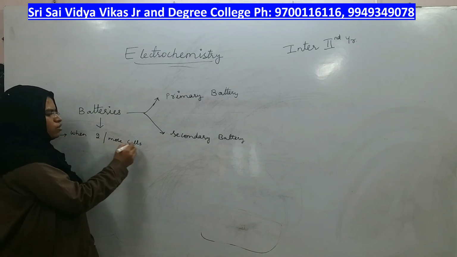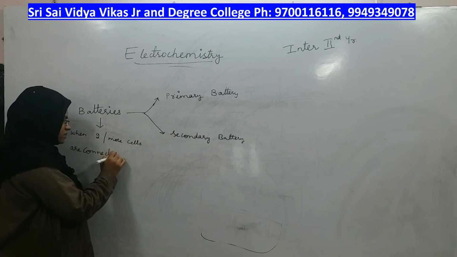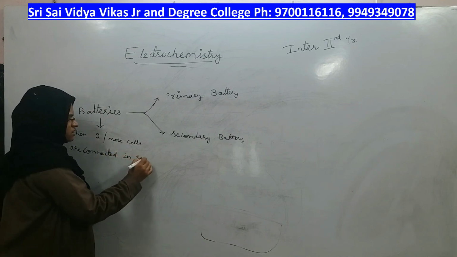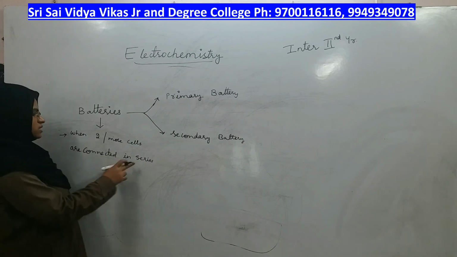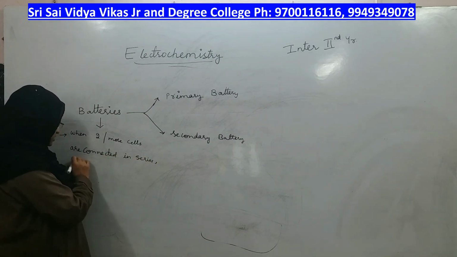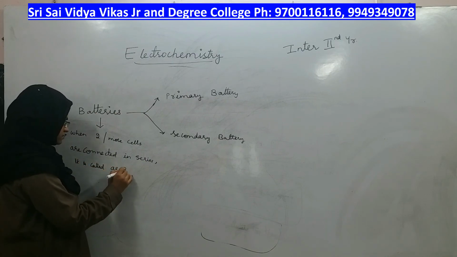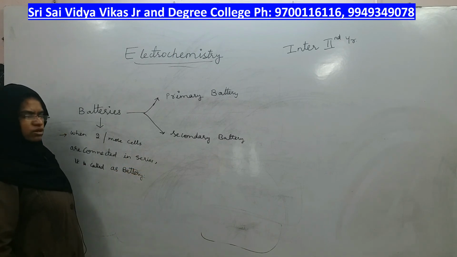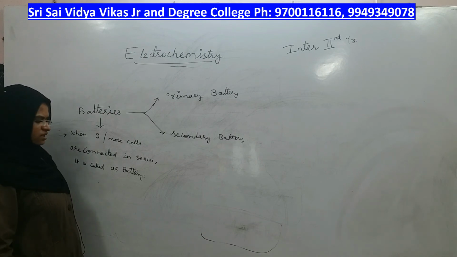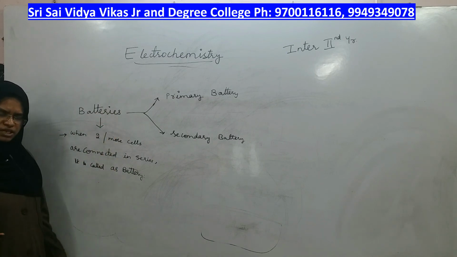When two or more cells are connected in series, means they are side by side or more in quantity in series, it is called a battery. When two or more cells are connected in series, it is called a battery, right? So, batteries are used in our daily life. You might know many examples.